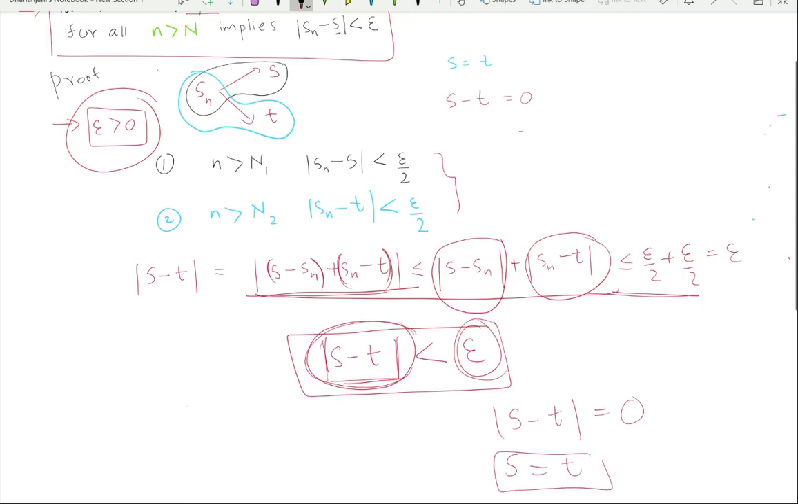So actually you don't have two limits. This is a contradiction. So you don't have two limits. S is equal to T. Okay, so we have one unique limit. So that's the proof, the formal proof to show that if a sequence is convergent, the limit is unique.